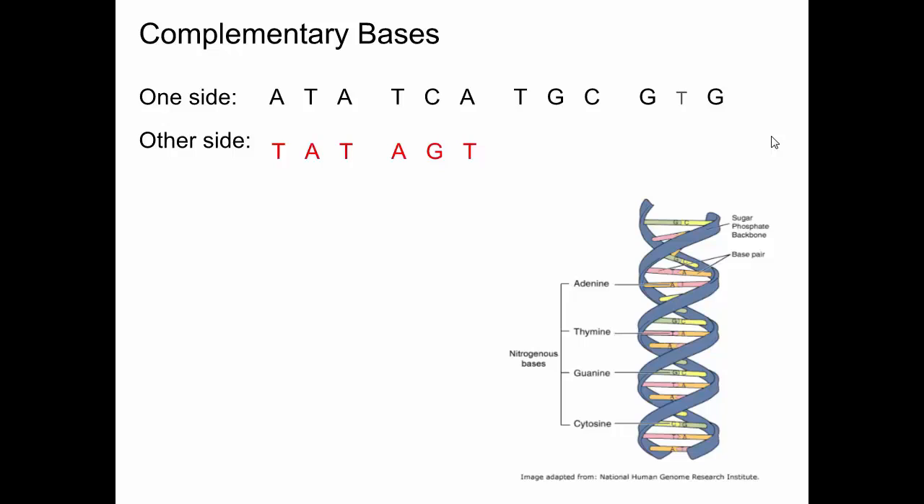TGC. Haley, what would my other bases be on the other side? So it would be three bases. What three bases would be on the other side? What base goes with T? A. And G, C. And C, G. So it would have A, C, G. So it'd be that other base that's paired with it. So if you have a T, you always have an A. If you have a G, the other one's a C. If you have a C, the other one's a G.